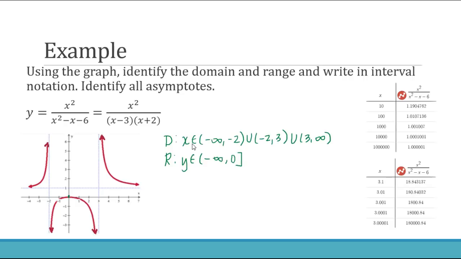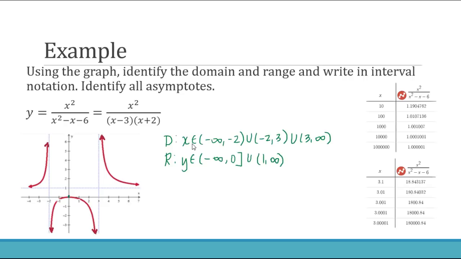But then there's this gap. There's no y values between 0 and 1. And we're not intersecting 1. I'm just approaching 1. So I'm going to not include 1, so use open parentheses, and we are going to continue all the way up to infinity for my y values.